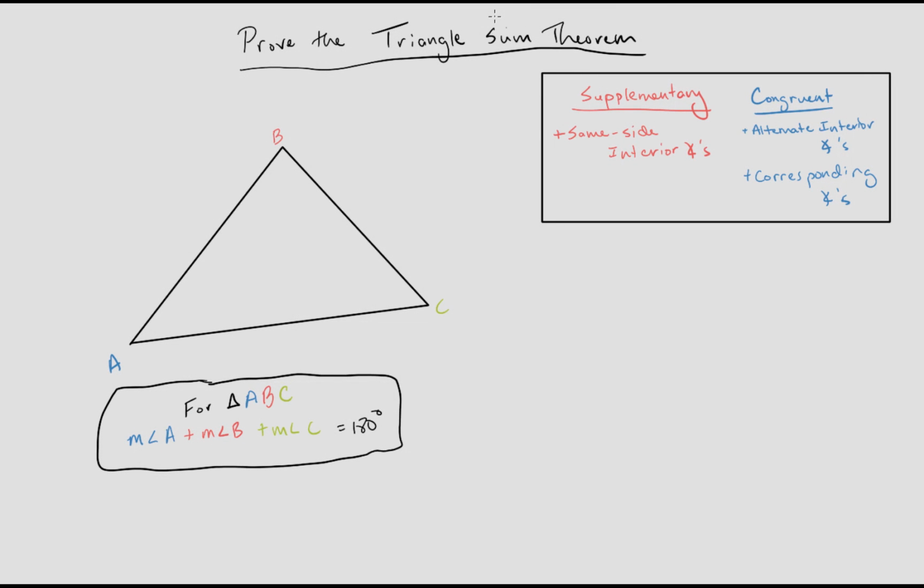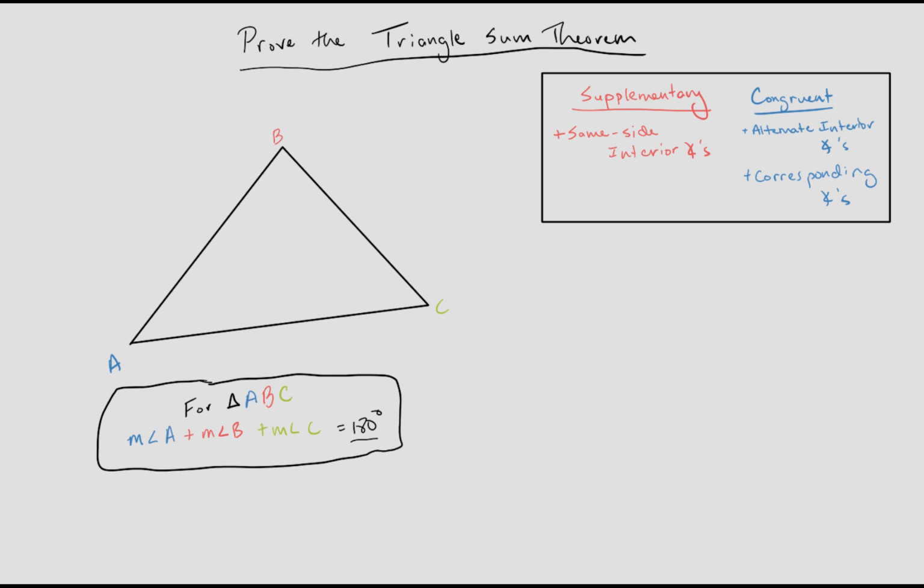Now we're going to go ahead and prove that for a triangle, the measure of angle A plus the measure of angle B plus the measure of angle C, or the sum of all of those interior angles, adds up to 180 degrees. Some of you might already know this, but we're going to actually prove it here.